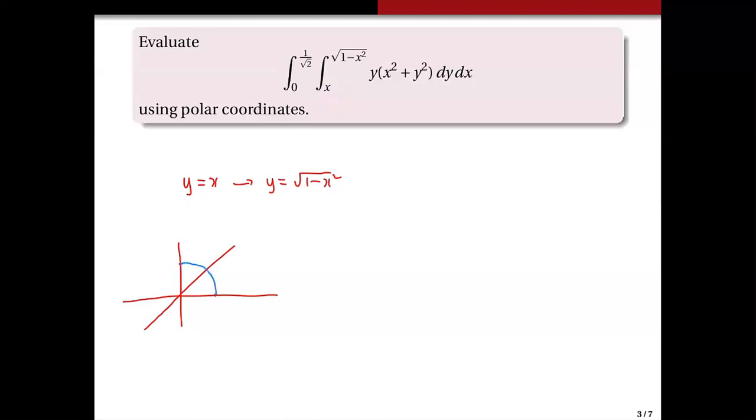Okay, so it says y equals x until y equals square root of 1 minus x squared. So y equals x is this guy here. So your y runs from y equals x until y equals square root of 1 minus x squared. Okay?